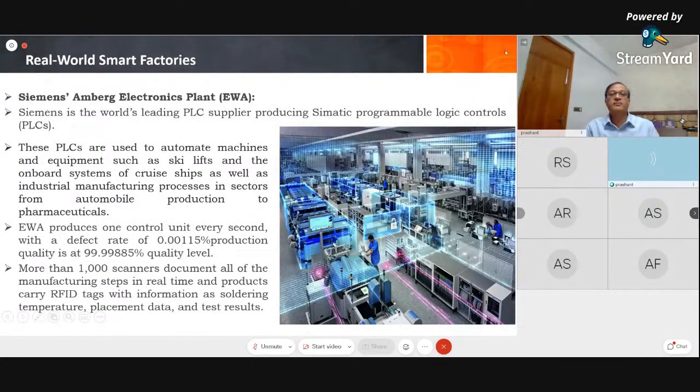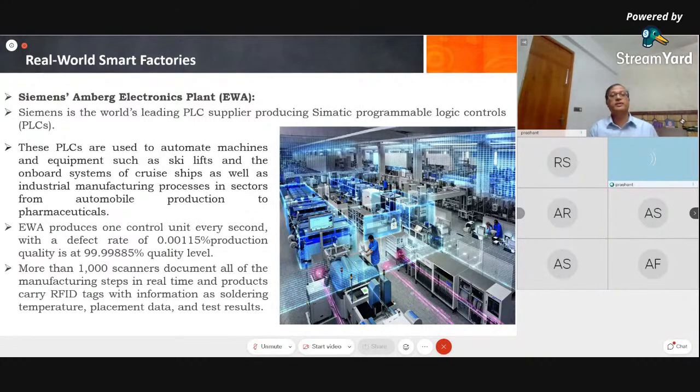Another good example is this Siemens Hamburg electronic plant, EWA. You would probably know that Siemens is the world's leading PLC supplier. They're making programmable logic controllers, and they've been used worldwide to automate machines, equipment, processes. The PLCs are used everywhere. They're used in skylifts, in cruise ships, in locomotives, in all walks of life. Wherever you need automation and control, you use PLCs, and the PLCs normally come from Siemens.